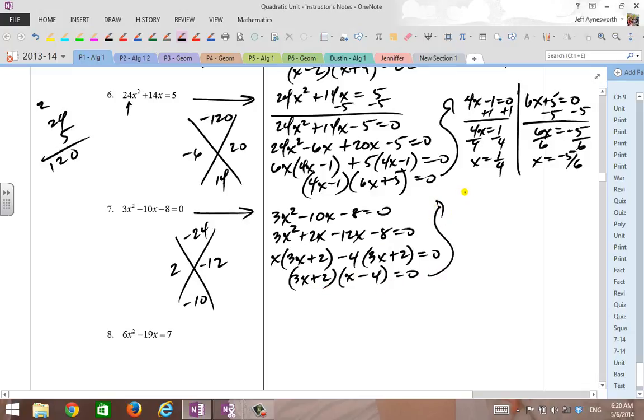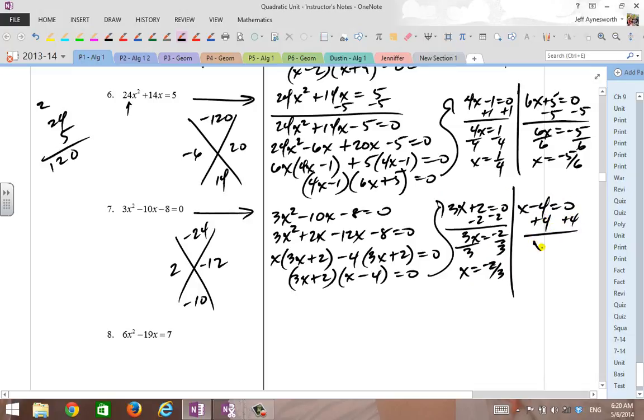Now from here, we set each one equal to 0. So 3x plus 2 equals 0. Draw the vertical line to separate the equations and stay organized. Subtract 2, you get 3x equals negative 2, divide by 3, and you get x equals negative 2/3. On the next one, the second one's easy, all right? x minus 4 is 0, so my answer is 4. And I get two solutions there, negative 2/3 and 4.